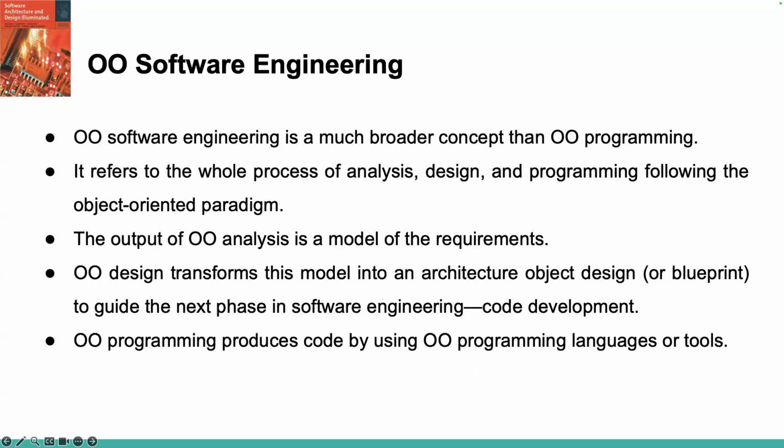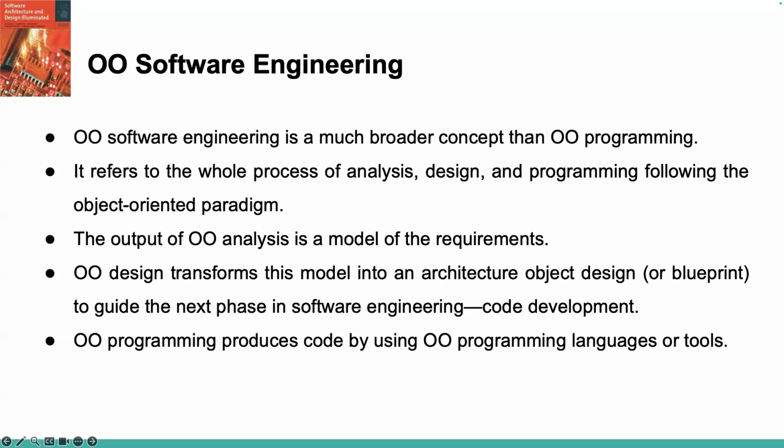When we talk about object-oriented programming, it's important to remember that it's only one part of a larger process known as object-oriented software engineering. Object-oriented software engineering is much broader than just writing code. It encompasses the entire process, beginning with analysis, moving through design, and finally reaching the programming stage, all while following the object-oriented paradigm. It starts with object-oriented analysis, where the goal is to model the system's requirements. This phase defines what the software needs to do.